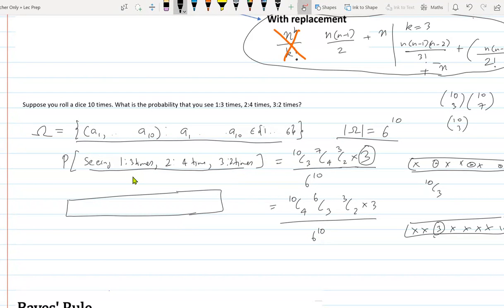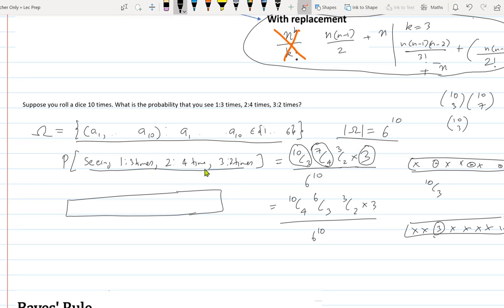So 1 should be there 3 times. Among these 10 places, we need to find 3 places where we want to put 1. How many ways can you do it? 10C3. But then you have the remaining 7 places. From the remaining 7 places, you want to find places to put 2's, 4 places. How many ways are there? 7C4.